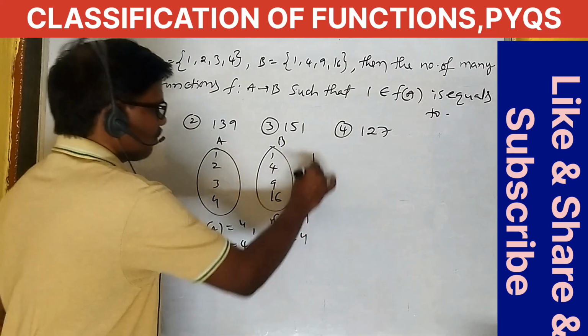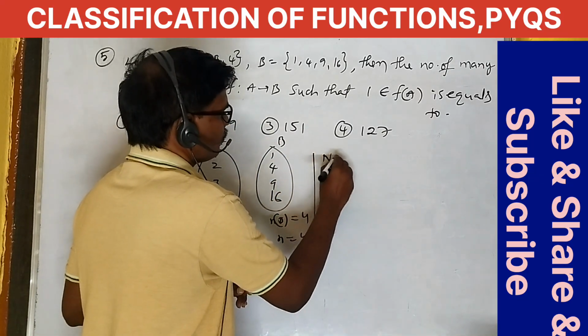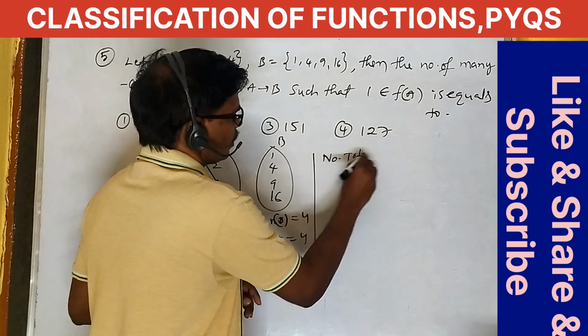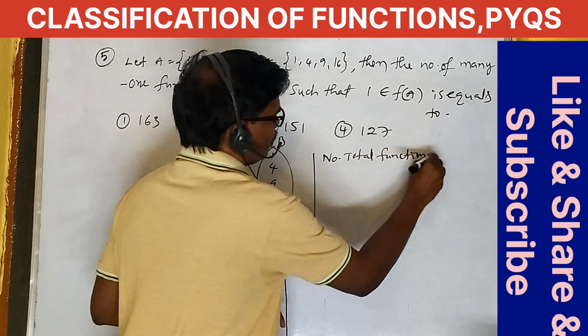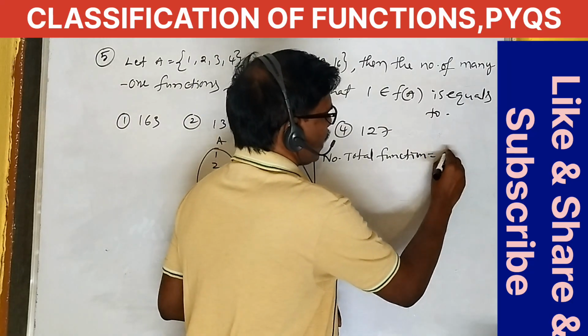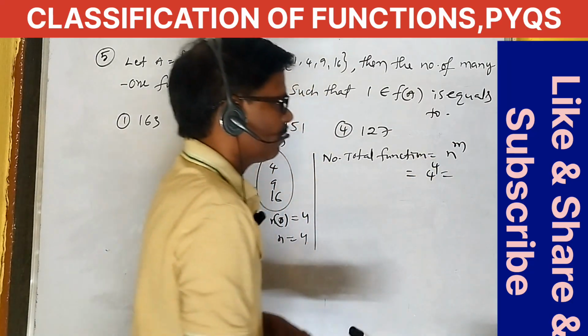What is the total number of functions? Find the number of total functions. The formula is n power m, where n is 4 and m is 4, so 4 power 4, which is equal to 256.